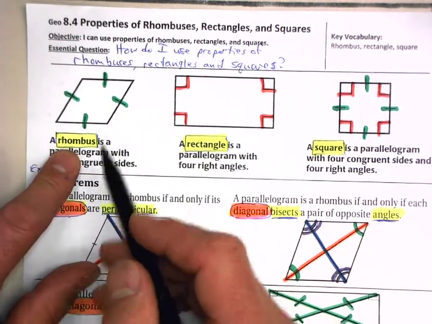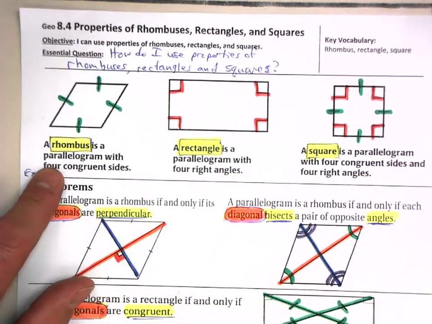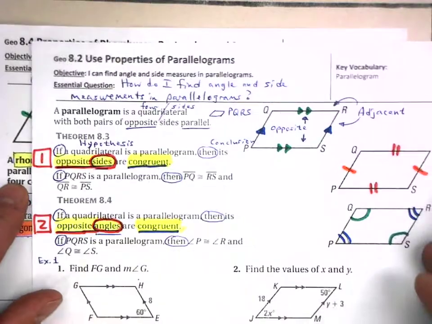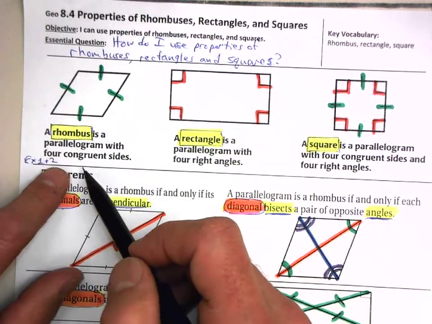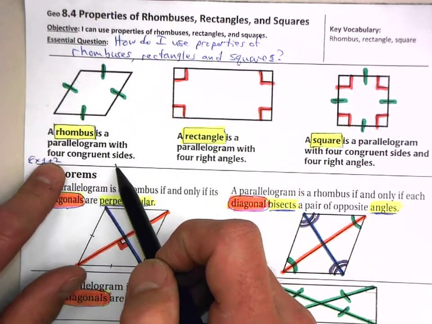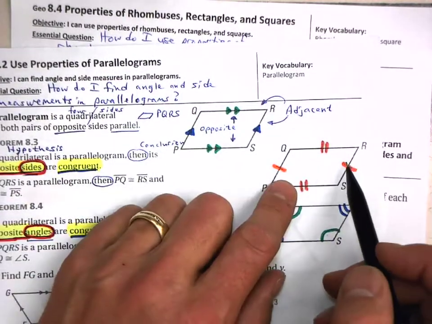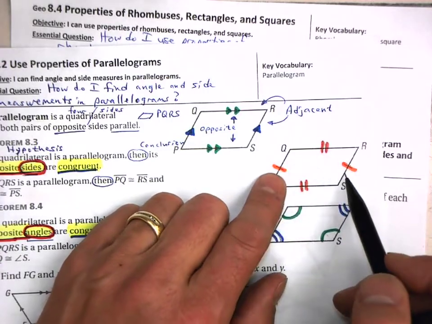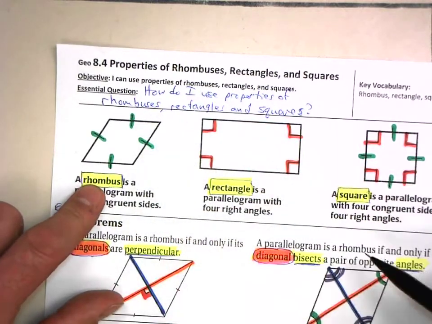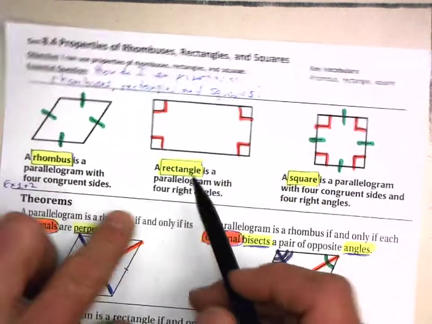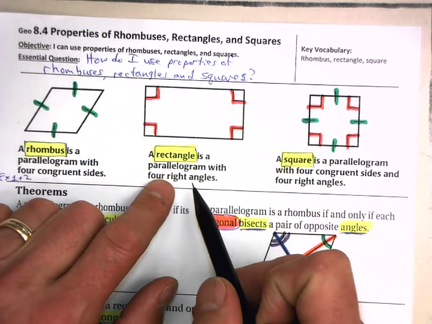Why? How do I know that? Because a rhombus is a parallelogram. So just knowing that it's a parallelogram tells us a whole bunch of information, all this stuff that we learned back in 8.2. But what's unique about a rhombus is that it has 4 congruent sides. So it's not only that both pairs of opposite sides are congruent, but also all 4 of those sides are congruent with each other. That's a rhombus.